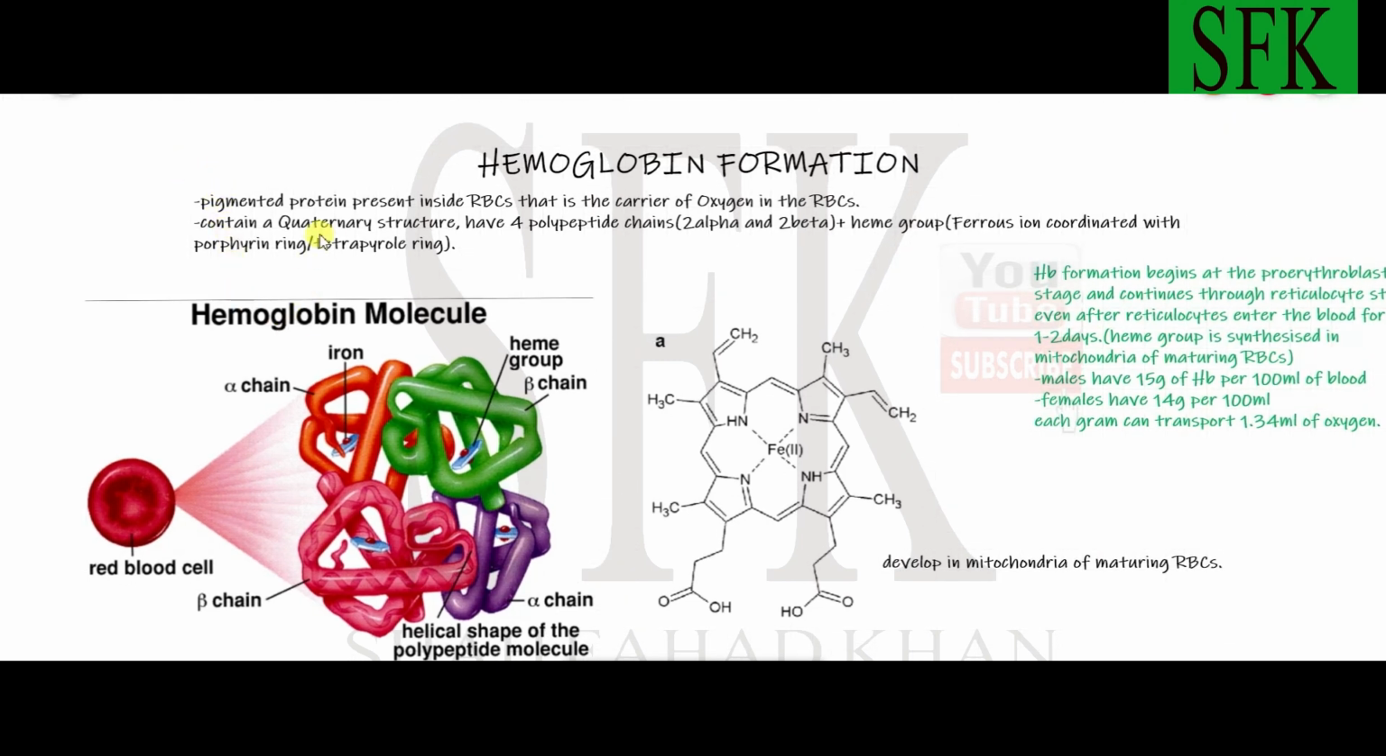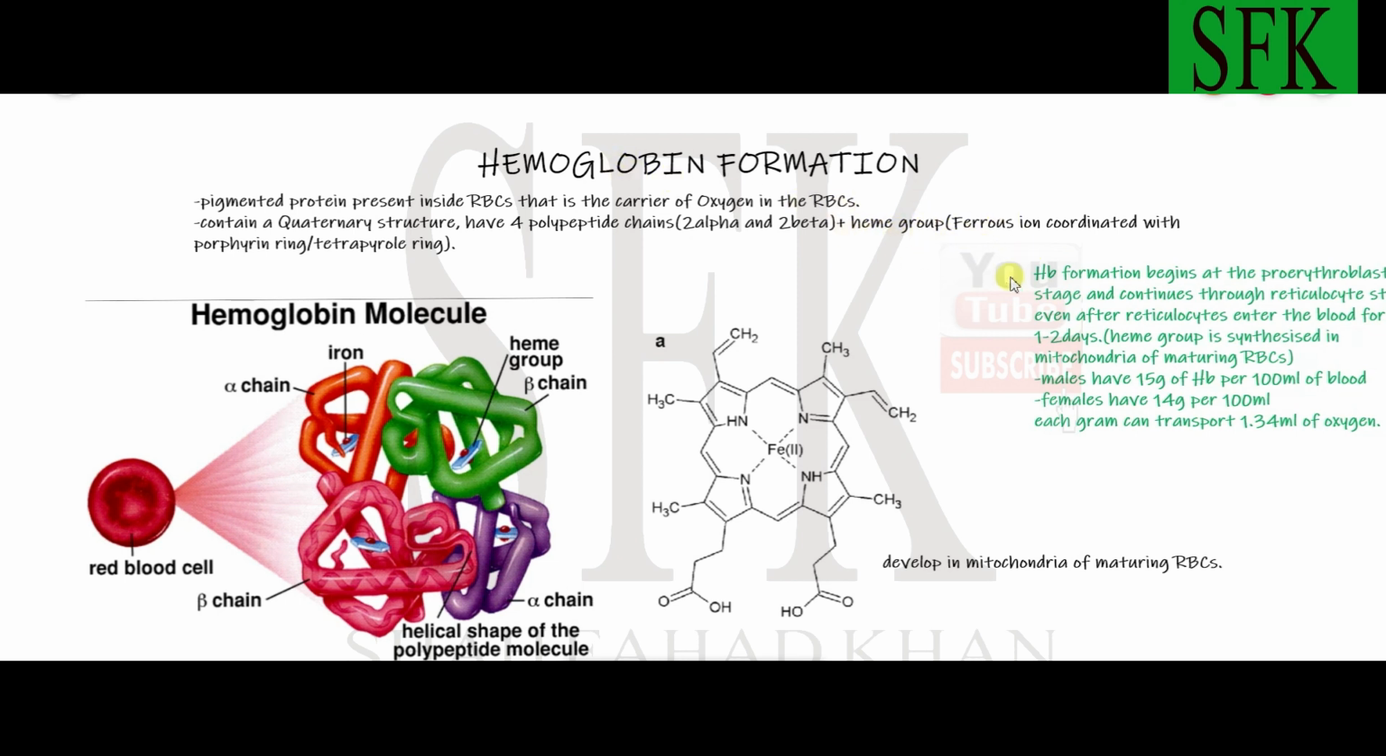Okay, it has a quaternary structure because it has four polypeptide chains, four subunits, two alpha subunits and two beta subunits. Basically, two alpha and two beta chains, and each chain contains a heme group. So each particular chain contains one heme group. This makes a total of four heme groups present in one hemoglobin molecule.